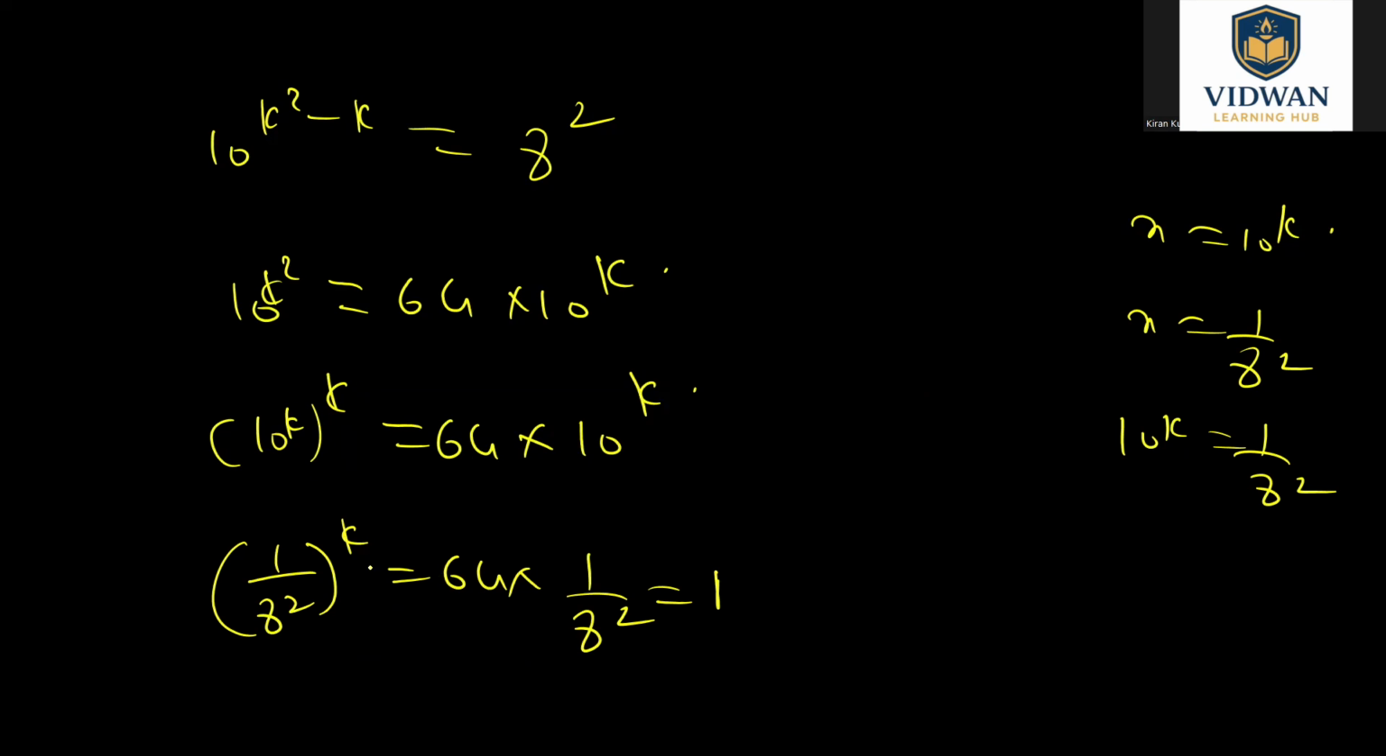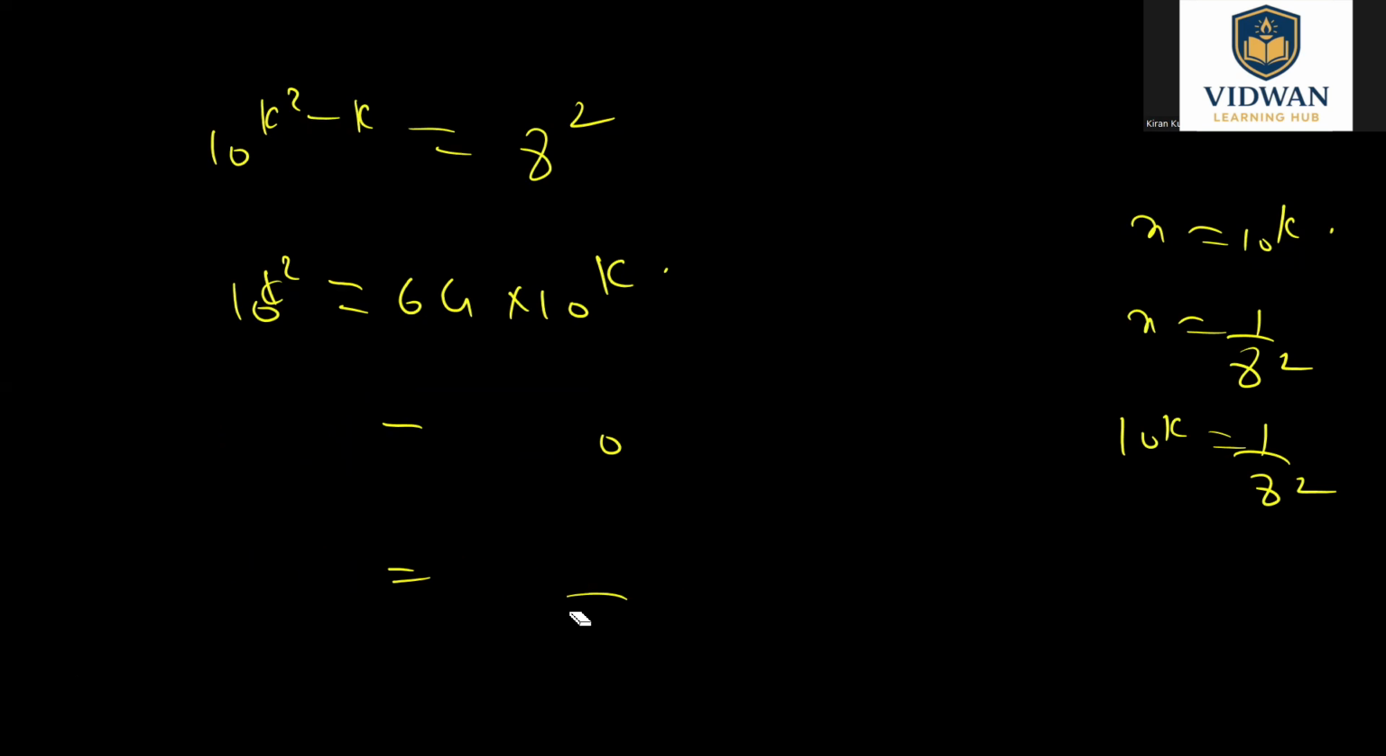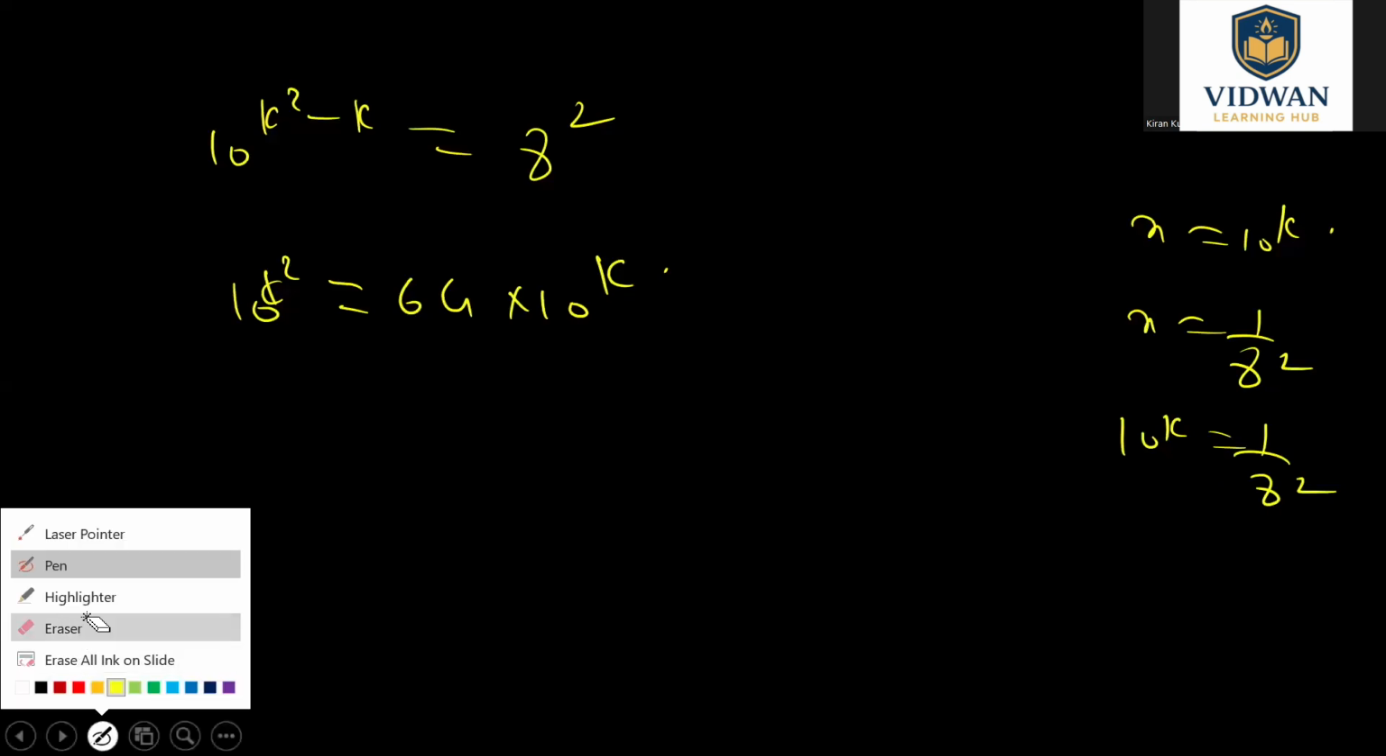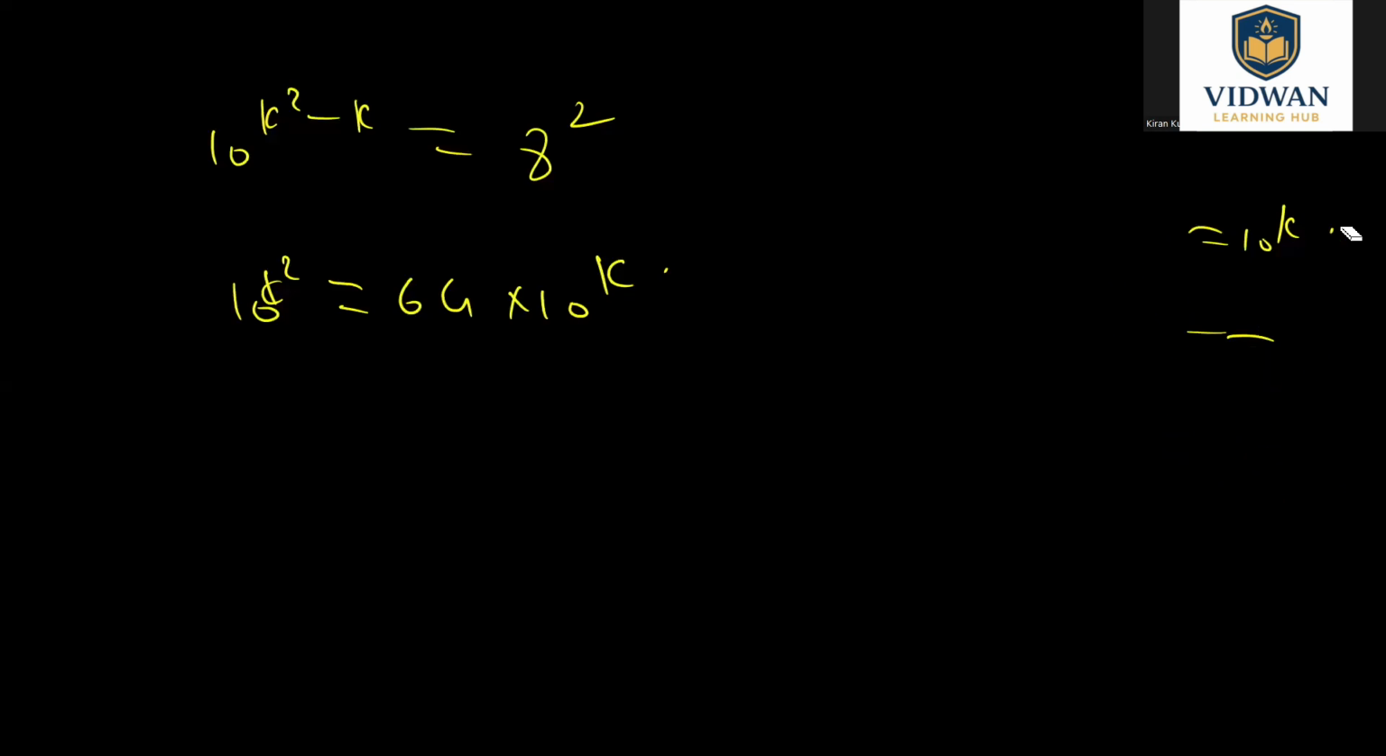Sir, I think they gave the fourth option or something. Let me check the answer key. The answer given is, they gave the second option. So let me check the second option. What is the second option given? x is 8 square. So in case x is 8 square, let us substitute and check if it satisfies or not.